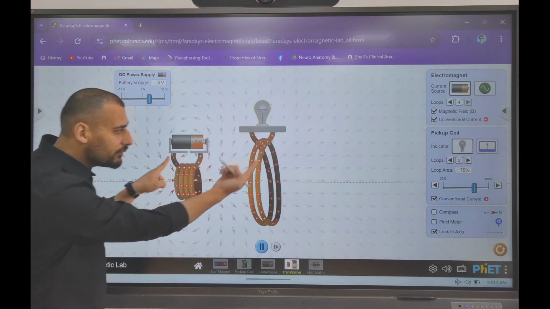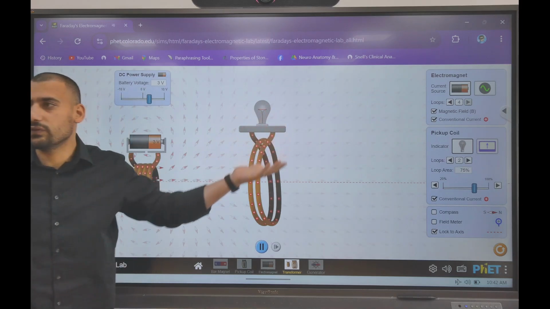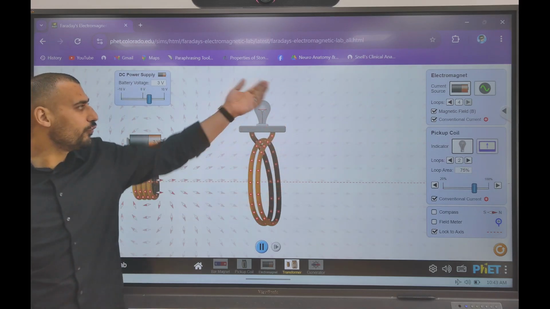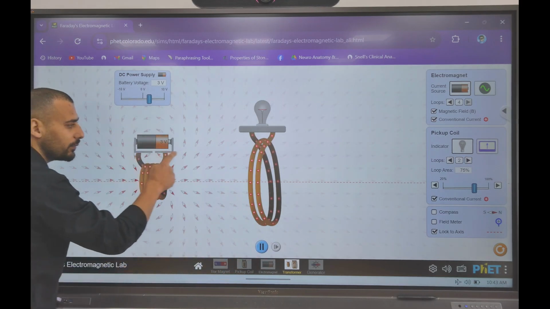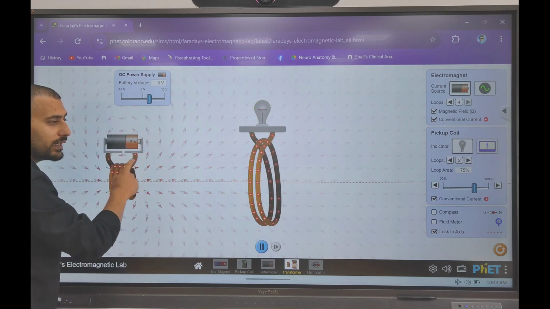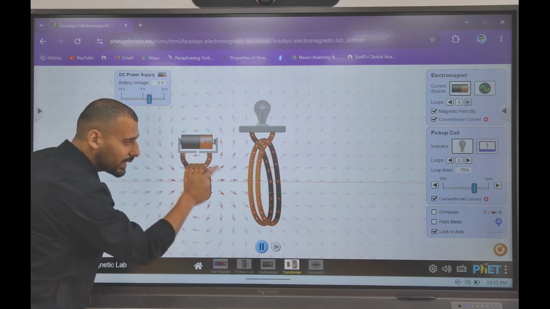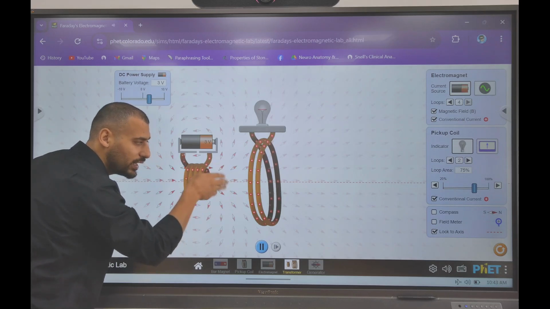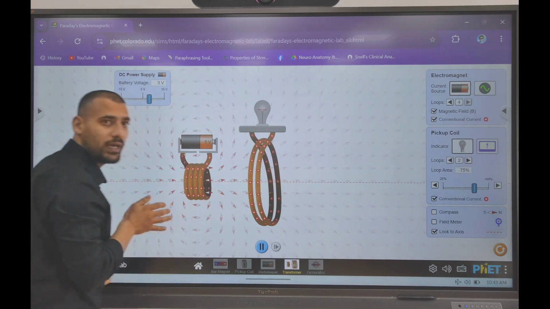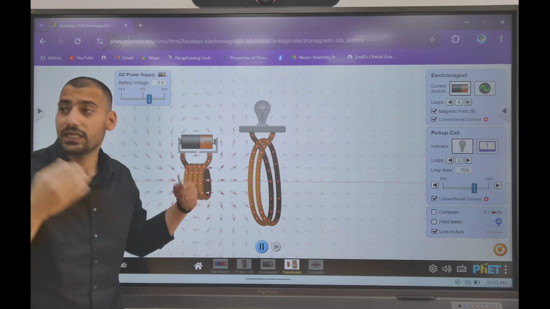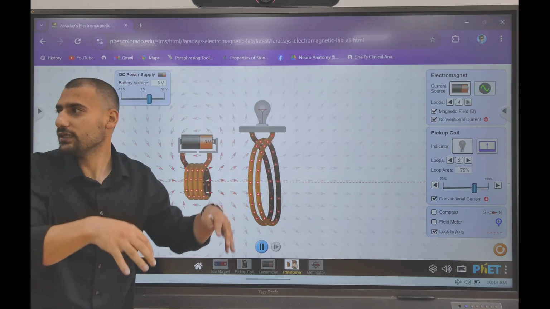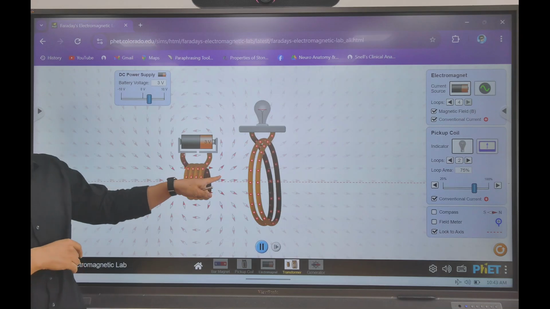This bulb is not connected with any voltage. Your phone is not connected with anything. But see what is happening when the coil is coming closer or going away. The magnetic field, these magnetic field lines, the red ones, the white ones, they are getting linked to this coil. This coil doesn't want it. And for that, it produces its own magnetic field, so that it will oppose the original.